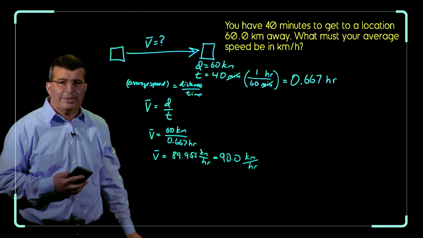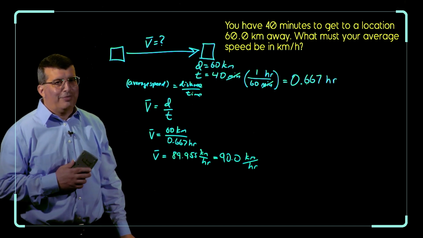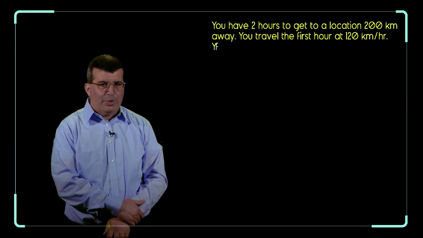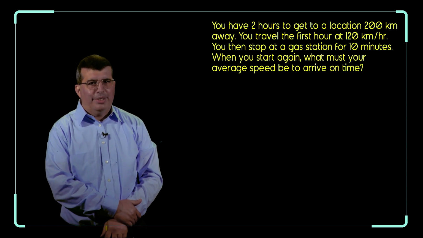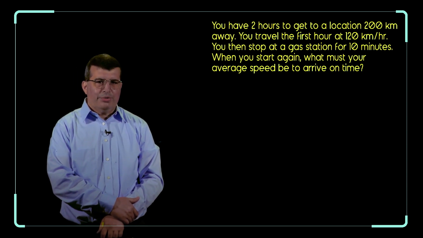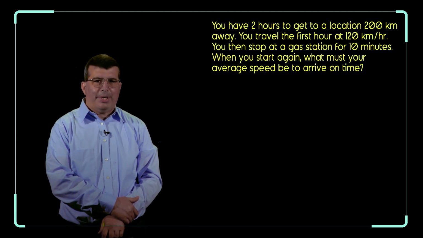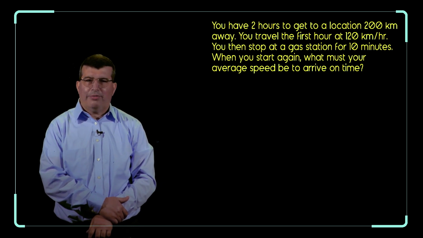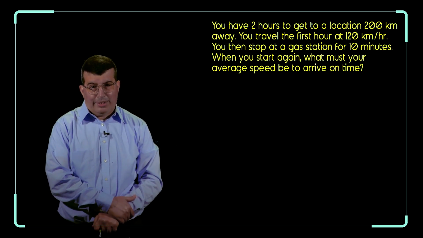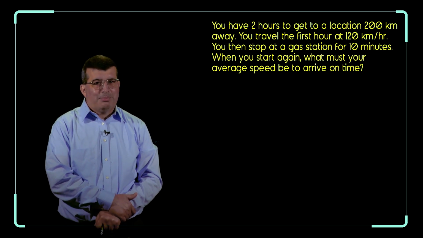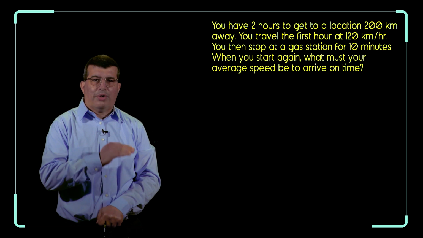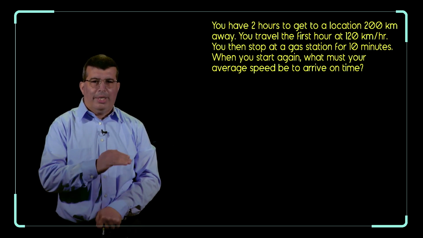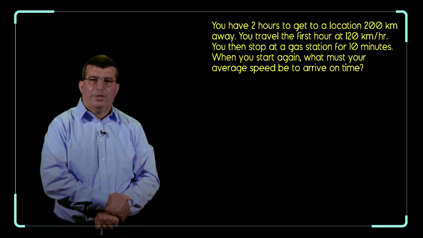So we have just analyzed our first situation. We're going to be doing a lot of this all semester long, so let's do another one. Okay, here's another situation. Let me read this first. You have 2 hours to get to a location 200 kilometers away. You travel the first hour at 120 kilometers per hour. You then stop at a gas station for 10 minutes. When you start again, what must your average speed be to arrive on time? So this is a calculation that you might actually have to make to get somewhere on time. This might seem complicated, but we're going to use our analytical method to break it up into small chunks so that you can do this.